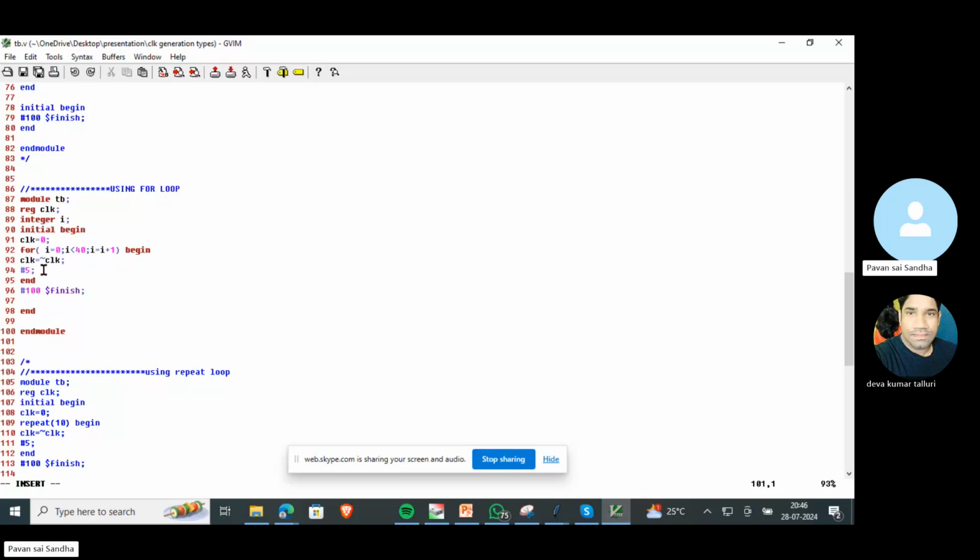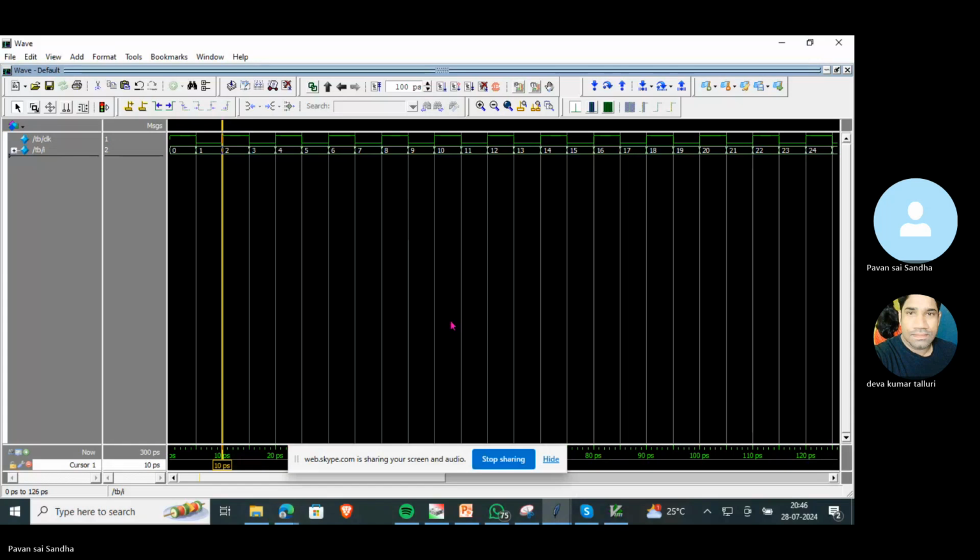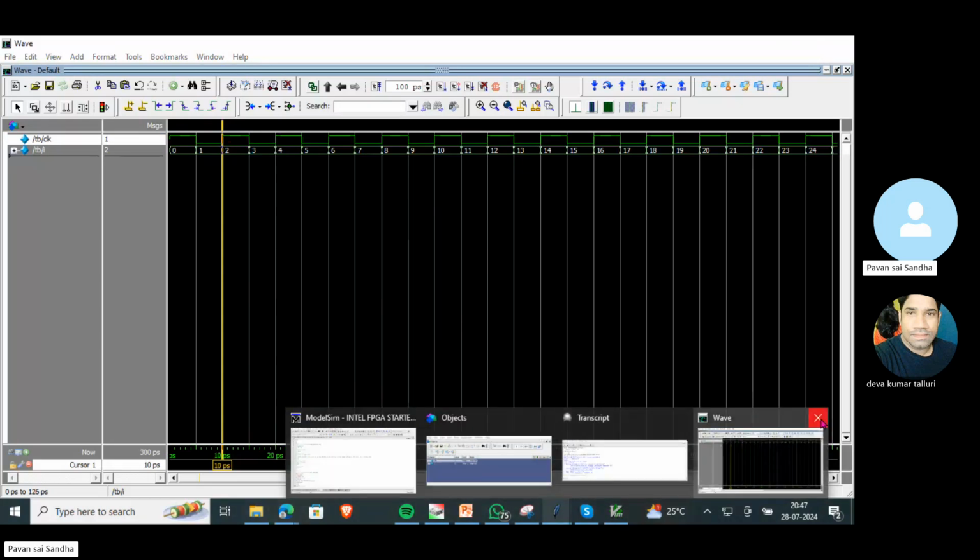the clock toggles, 0, 5. Initially I made the clock 0, and every 5 seconds the clock was negated. Yes, it is 5, here 10, you can see. And for the next it is 15, 15 minus 10, every 5 seconds the clock is getting negated. This is the generation of a clock using a for loop. And I will show the next method.